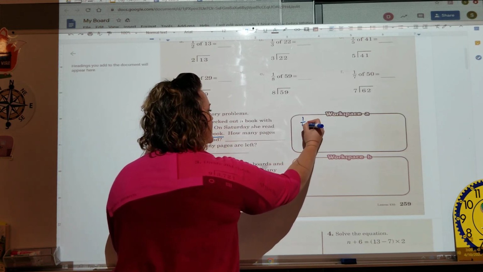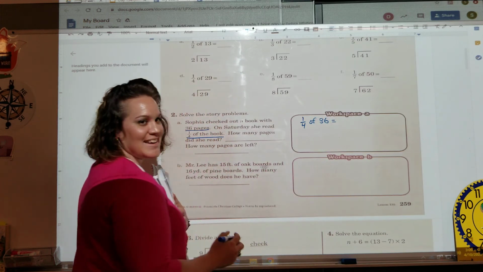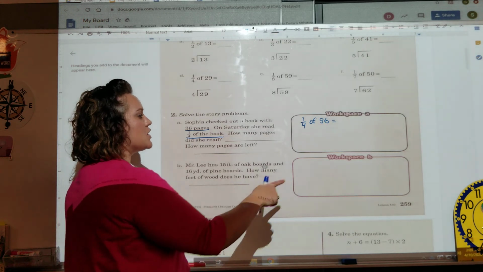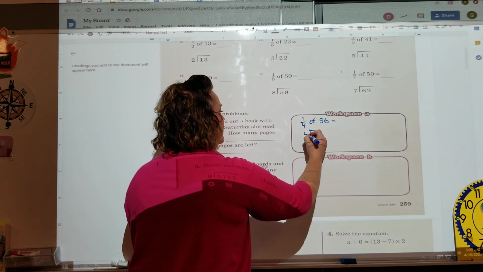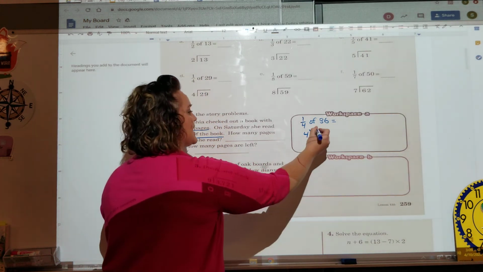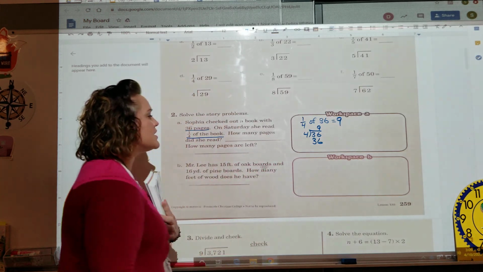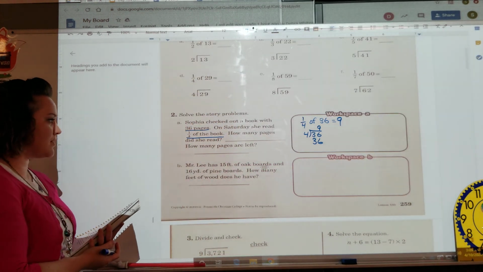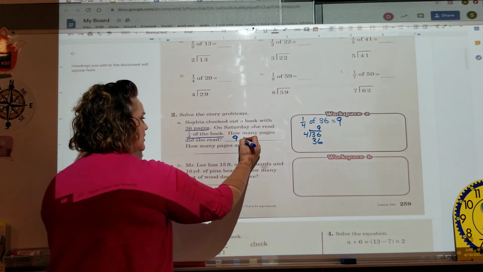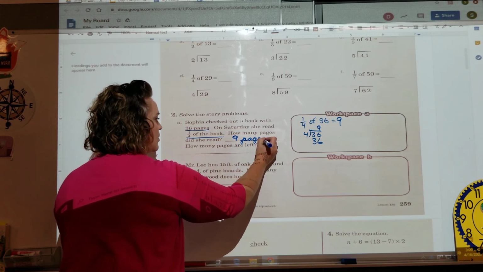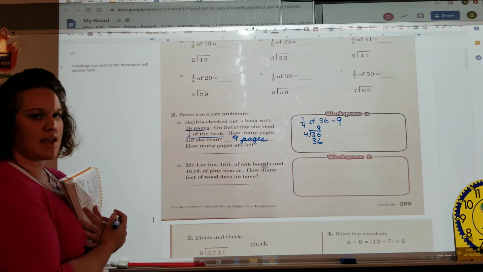Go ahead and write that in your box. 1/4 of 36. Now remember, when we're looking to solve for this, we could do 36 divided by 4. And I bet you've already got the answer to that. It is right, so our answer is 9. Now we have just the first part of the answer. So we can put over here 9 pages. But we're not quite finished with this question yet. It has a second part.